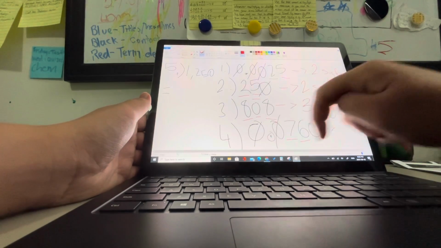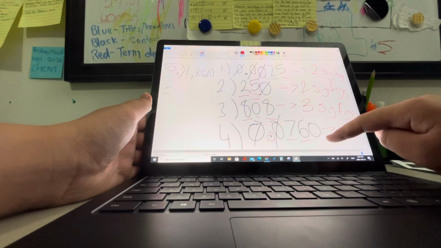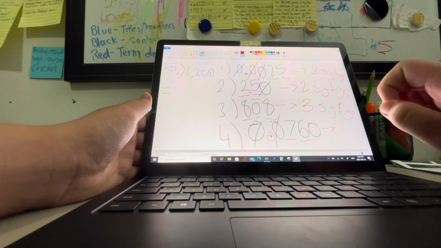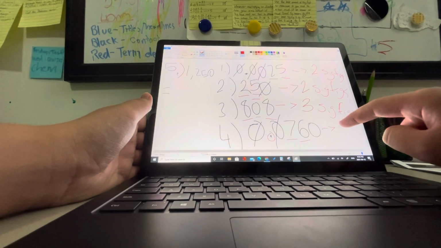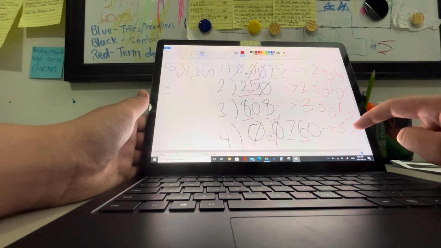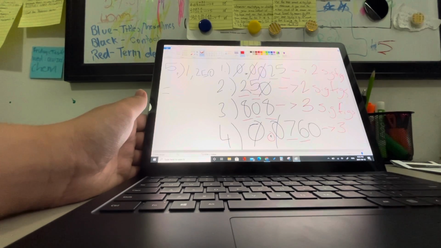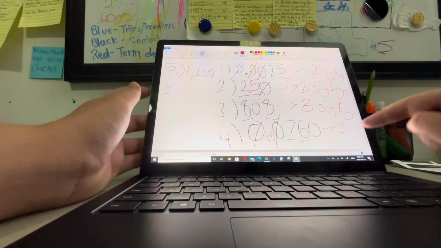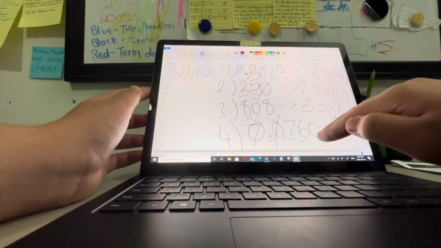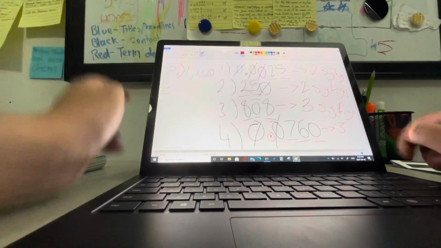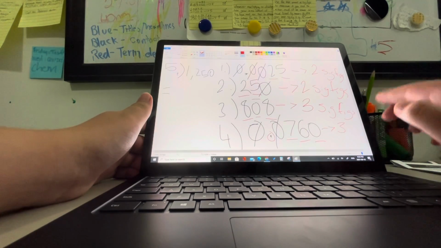Whenever there's a decimal point, the 0 is always going to be counted. Okay, so this one has 3 sig figs. I'm not going to write "sig figs" because there's not much room, but I'm going to write 3 because, whenever there's a decimal point, that 0 will be counted regardless.